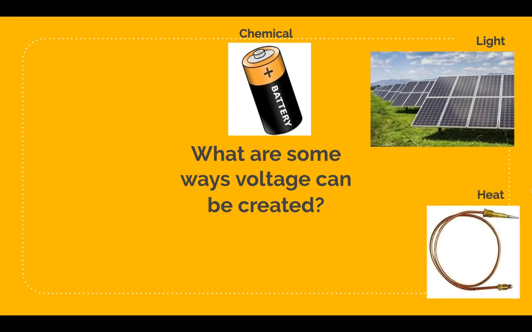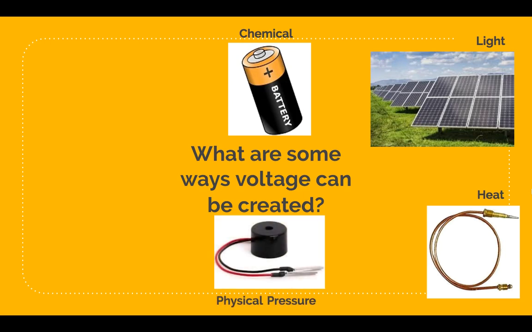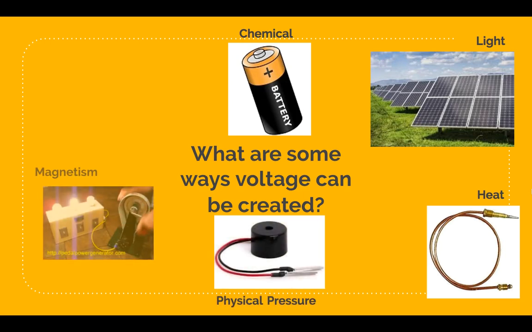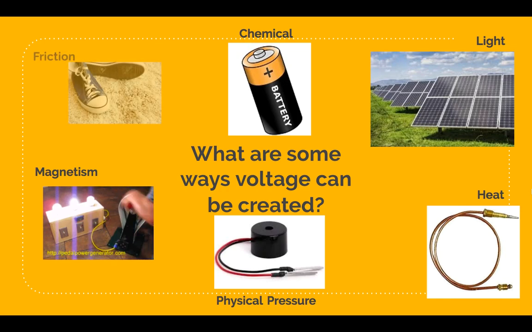Heat can also create voltage. Physical pressure. Magnetism. I don't know if any of you have ever used one of those little DC motors, but there's actually a magnet within there that's spinning copper around the part of the DC motor, which creates that voltage or creates some sort of power. And then last but not least, friction. Like rubbing your shoes on a carpet.